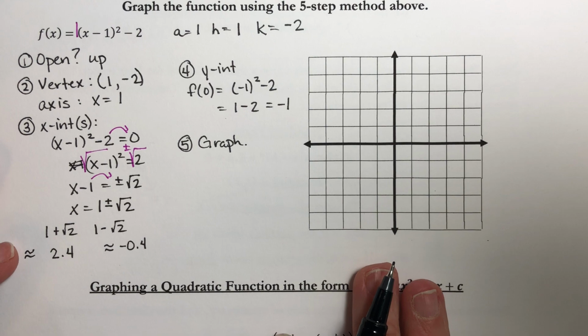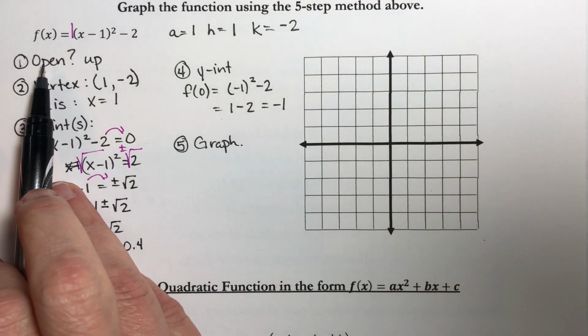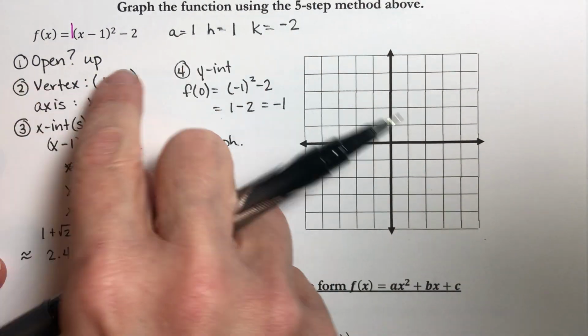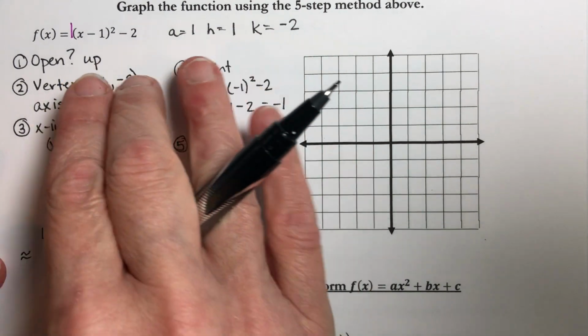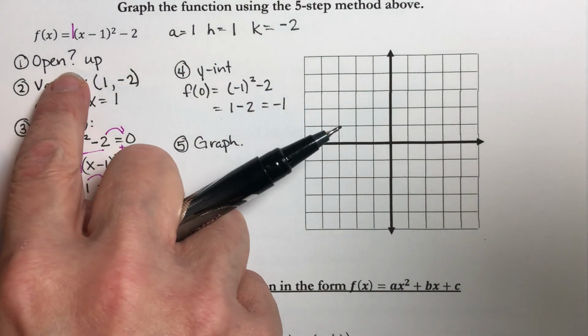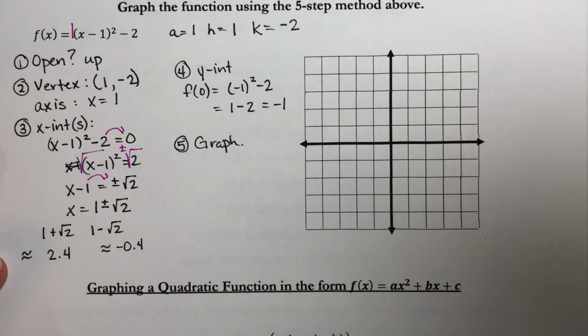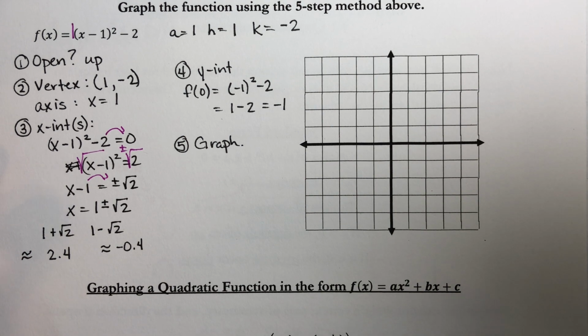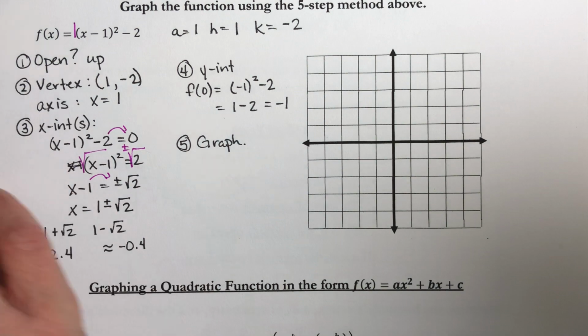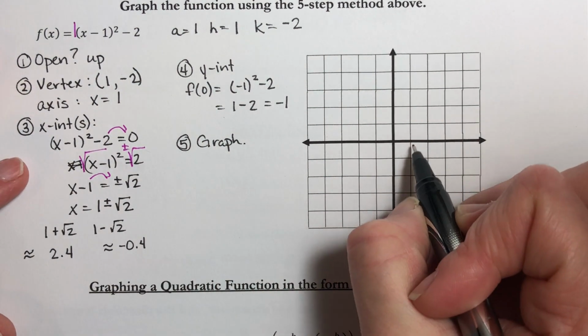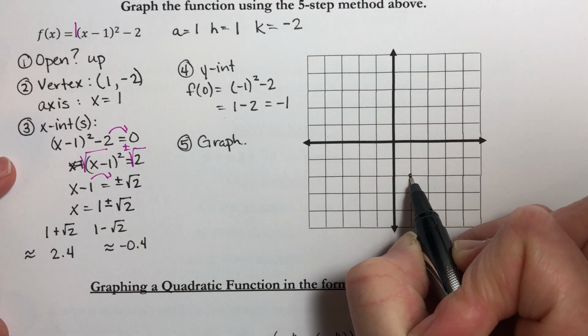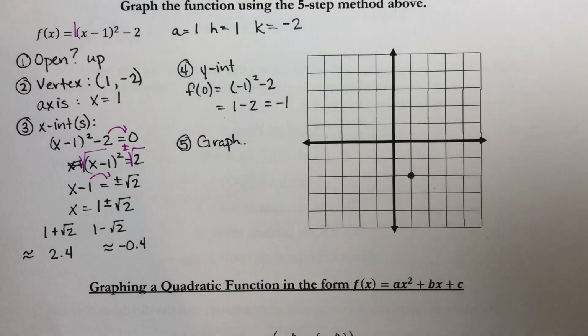Okay, so I know my graph is supposed to open up. I'm going to use this as sort of a check step. All of the rest of this should force my graph to open up, and if it doesn't, then I know I've made a big mistake somewhere. I need to go find it. Okay, so the vertex is 1, negative 2, which is right here.